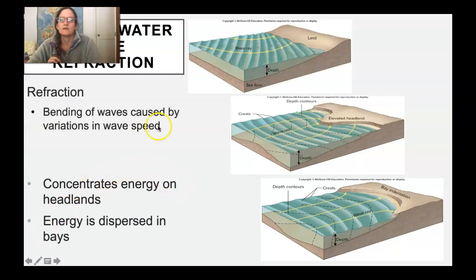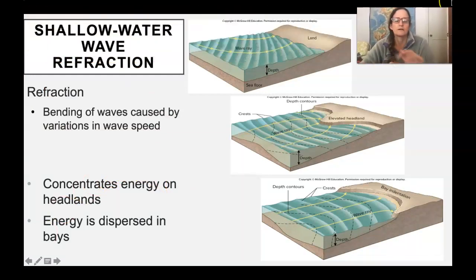All right, when the waves come, let me move my face out of the way. Put over here, I like it over there.